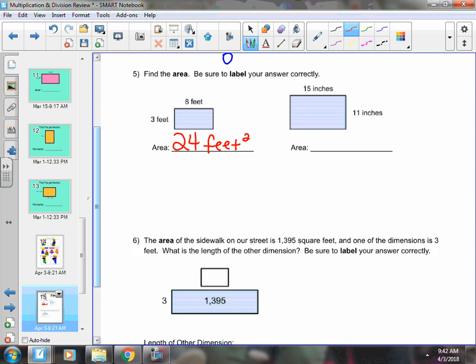All right, and the second one, 15 times 11. I cannot do that in my head, so I'm going to do a multiplication problem. 15 times 11. Multiply that 1 times all the digits on the top. 1 times 5 is 5. 1 times 1 is 1. Is 0. Let's use that other one. 1 times 5 is 5. 1 times 1 is 1. Add them together.